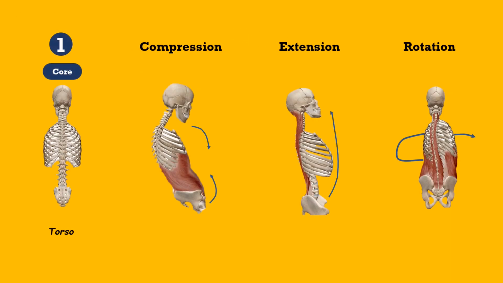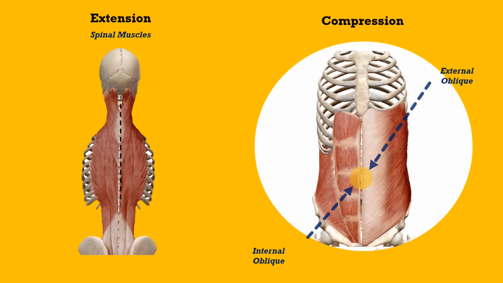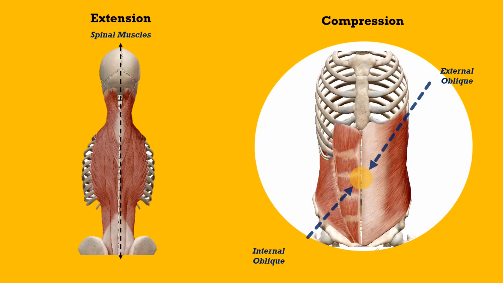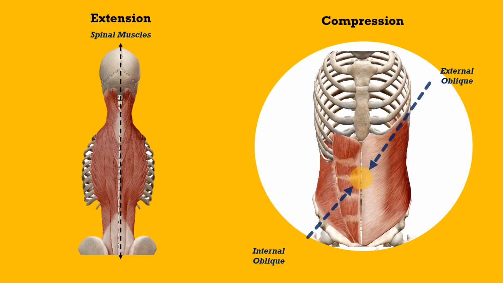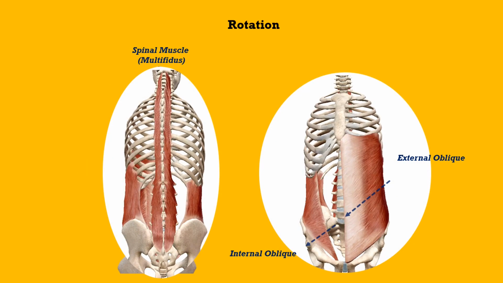Lastly, let's move to the dynamic action of torso rotation. When it comes to rotation, instead of just extending or just compressing in one direction, the same muscles will be repurposed to achieve a twisting action of the torso.